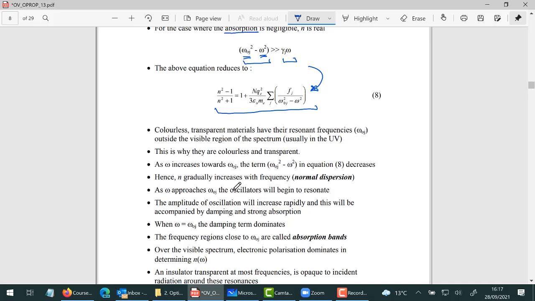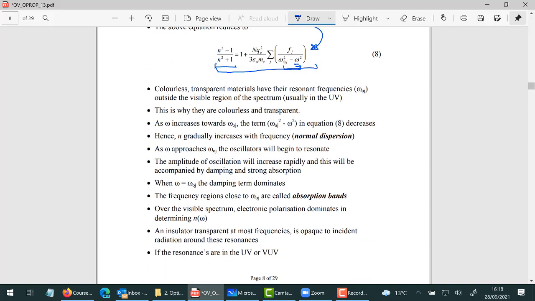What we'll see here is how n depends on frequency. If we increase frequency, then we see that the value of n will increase with frequency, and that's referred to as normal dispersion. So as omega gets bigger, the difference between omega naught j and omega gets smaller, and that means we're dividing by a smaller number, and so the whole thing starts getting bigger. So increasing frequency as we approach the resonance frequency, the refractive index is going to get bigger, and I'll show a graph of that in a second.